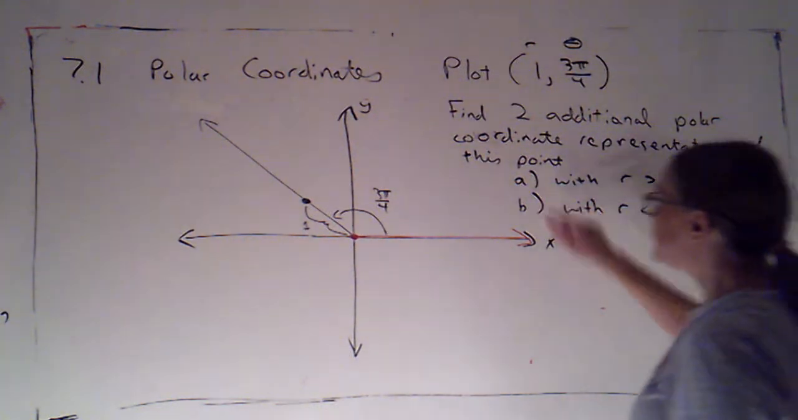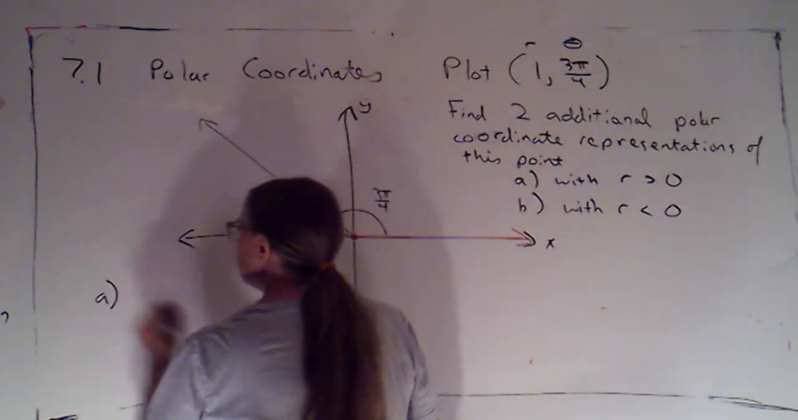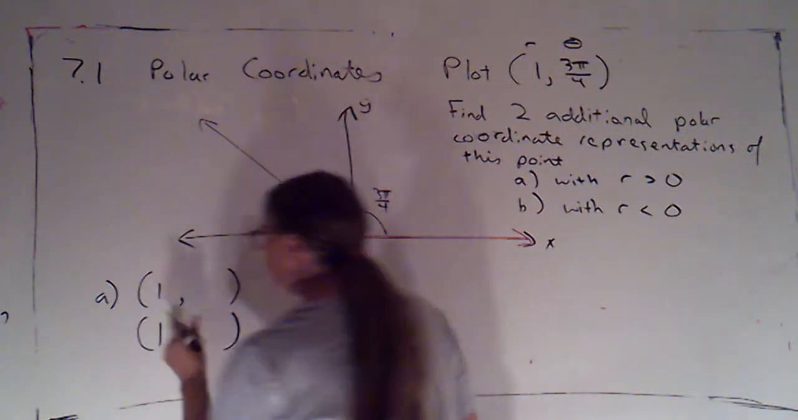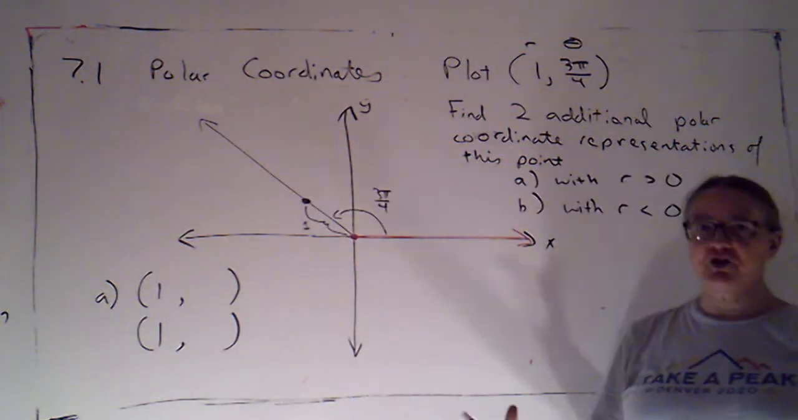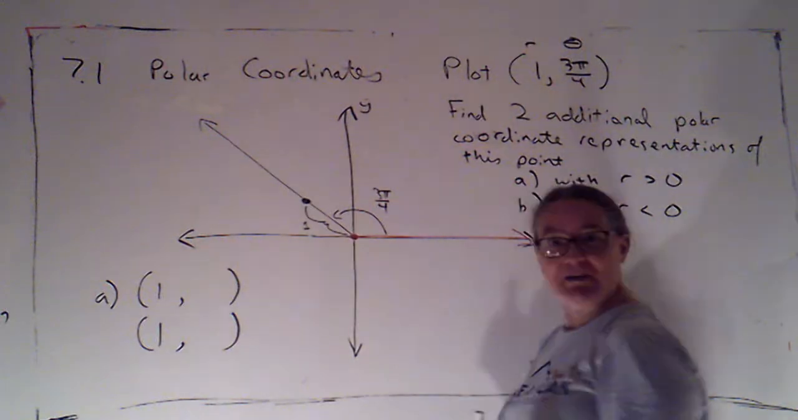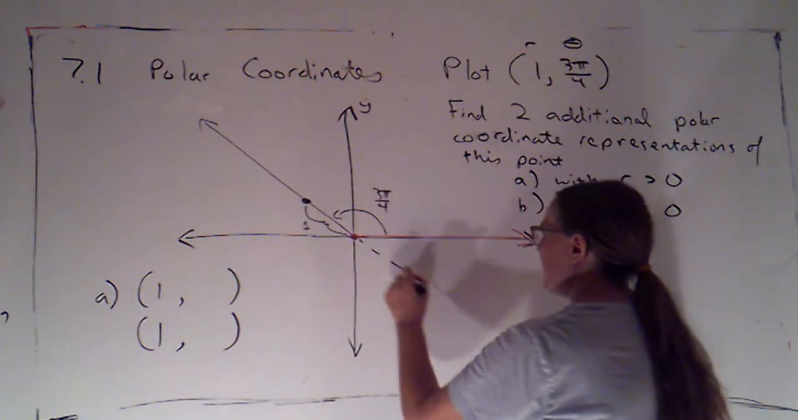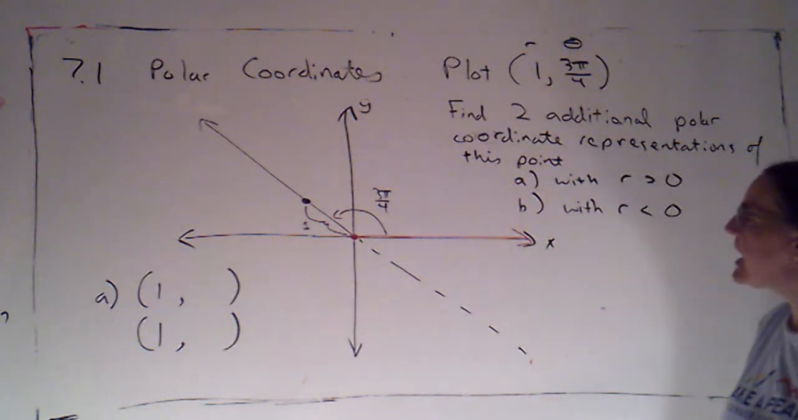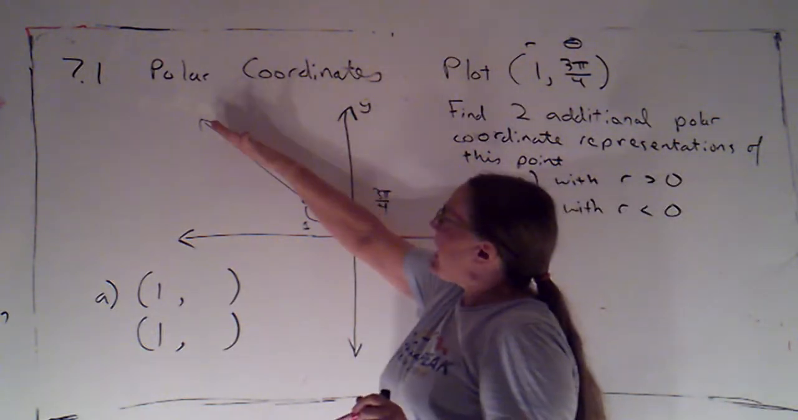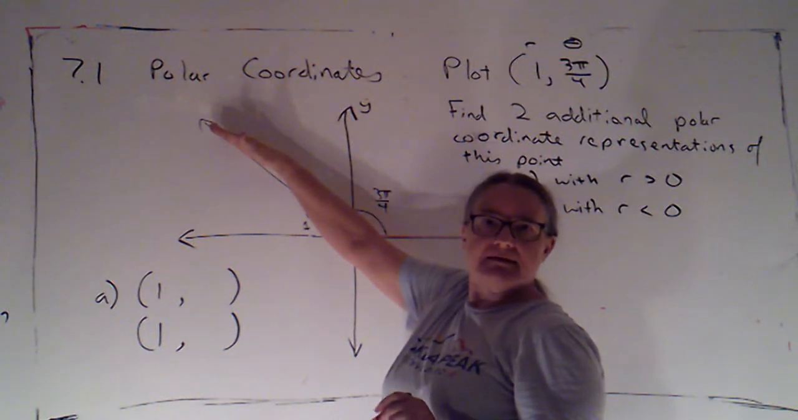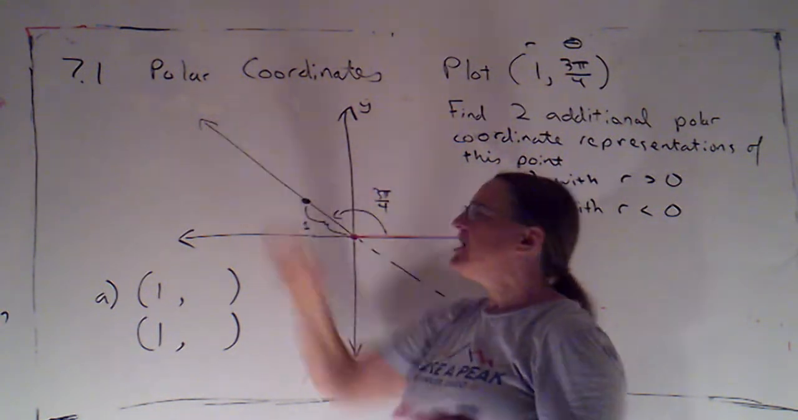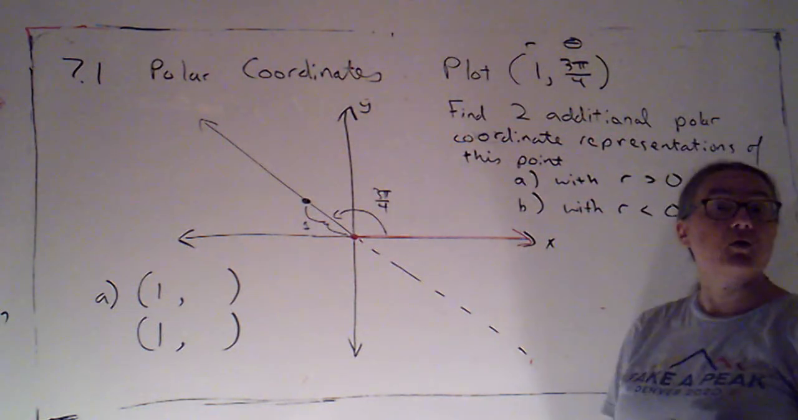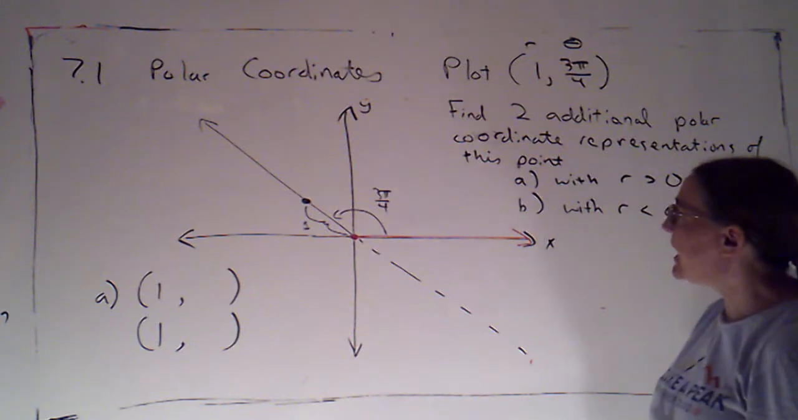Okay. So, for part A, if the r value is positive, it's going to be 1. Remember, the r value, we've only got 2 choices. It's 1 if we're going in the positive direction. If we were going in the negative direction, it would be negative 1 instead. Okay. So I need other angles that also make this the positive direction. So I basically just need angles that are coterminal with 3 pi over 4. Okay, I can do that.